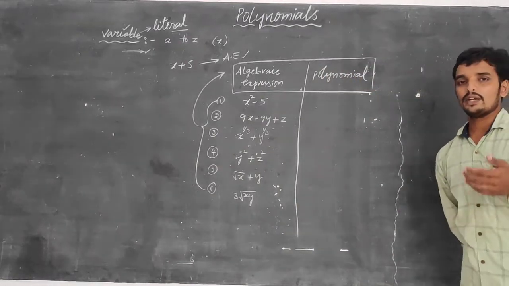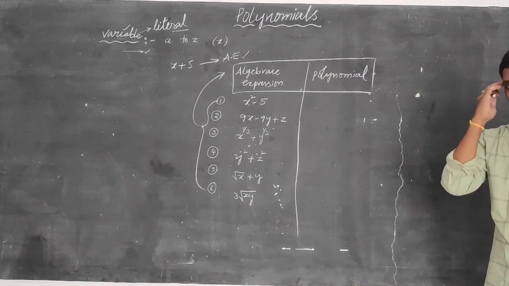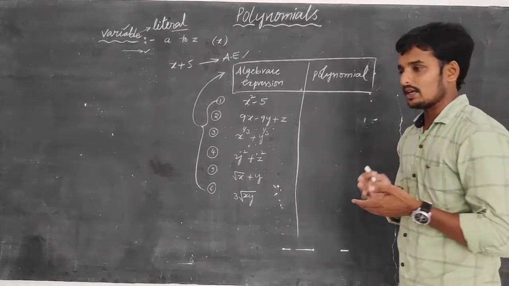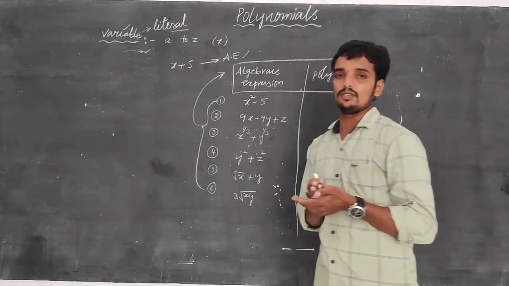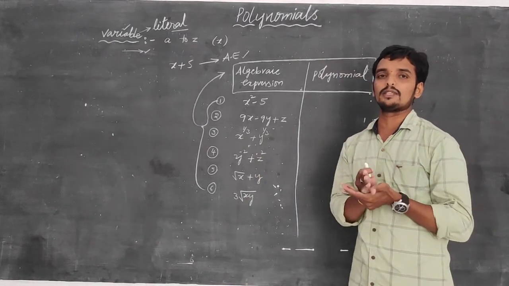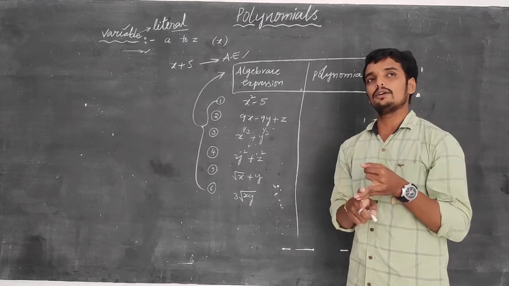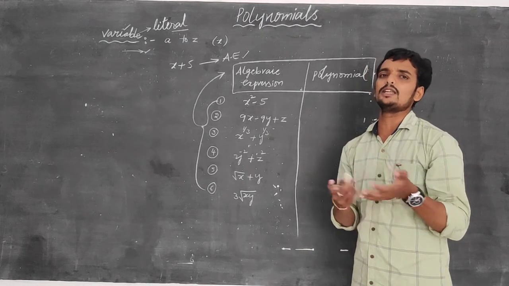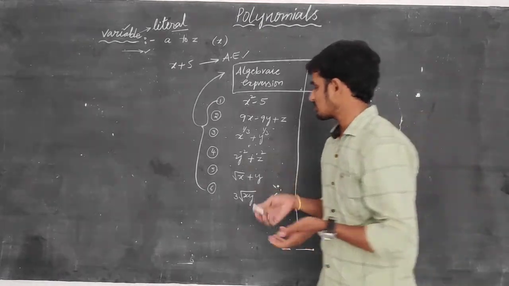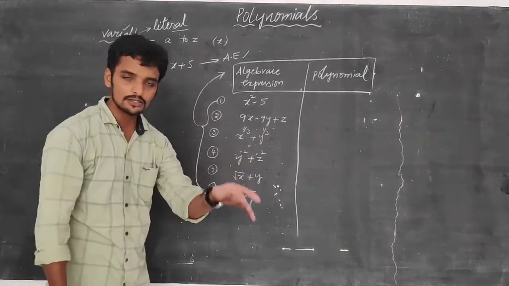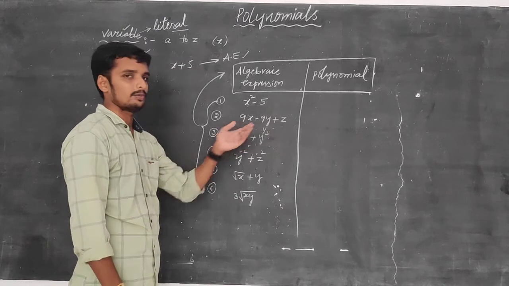When I ask you a question, we have to remind ourselves of the definition of algebraic expressions. An algebraic expression is one where variables and numbers are connected with plus, minus, into, divided by symbols. So, if you find variables and numbers connected with these symbols, then it is an algebraic expression. So, the first example, x square minus 5, we can easily conclude. The second example also we can easily conclude that it is also an algebraic expression.